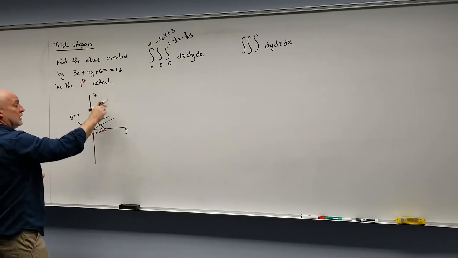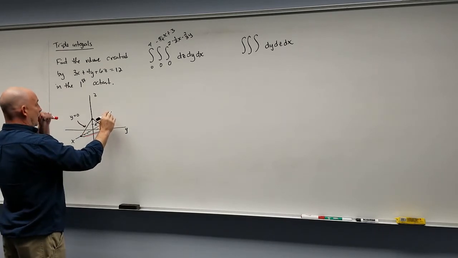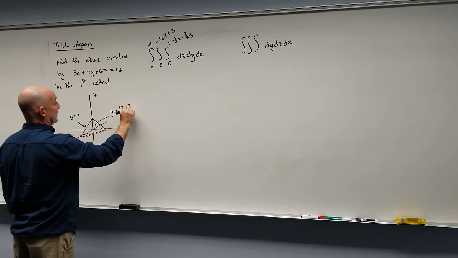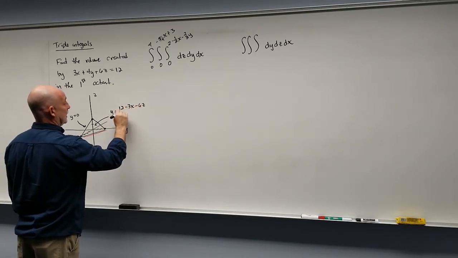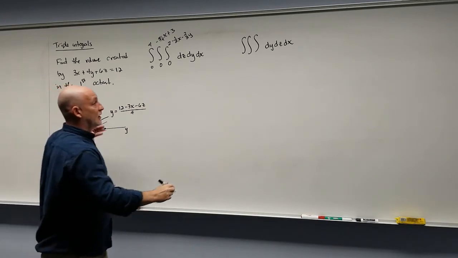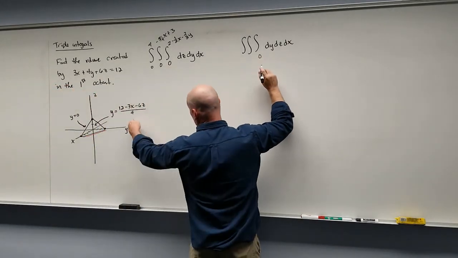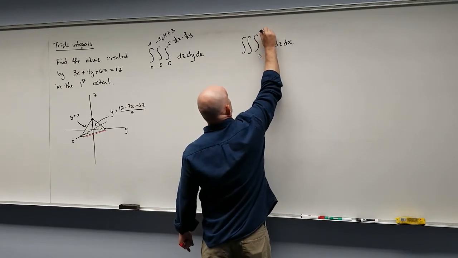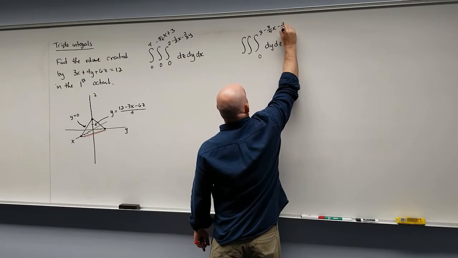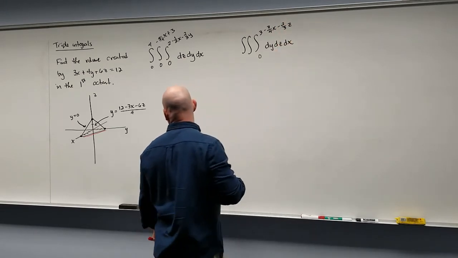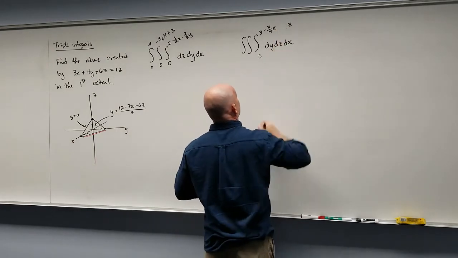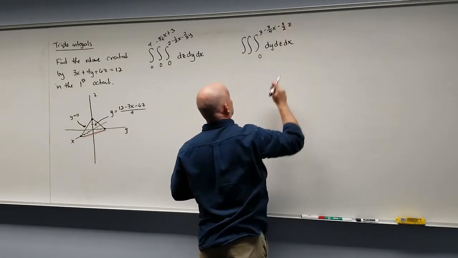Now on the surface again, we need to solve for y. So if we solve for y, y is going to be equal to 12 minus 3x minus 6z all over 4. So the y starts at the left side, goes from 0 to, and again I'm just going to clean that up, that's 3 minus 3/4 x minus 3/2 z.